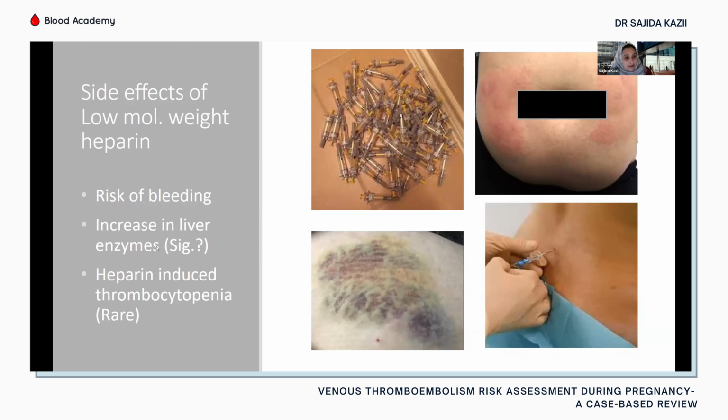Sometimes I have also noted an increase in liver enzymes, of unknown clinical significance, with low molecular weight heparin. Heparin-induced thrombocytopenia is again rare, but this is something we have to be aware of, though not so much in thromboprophylaxis doses.